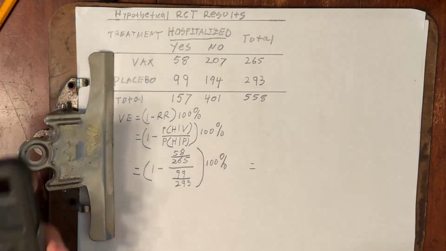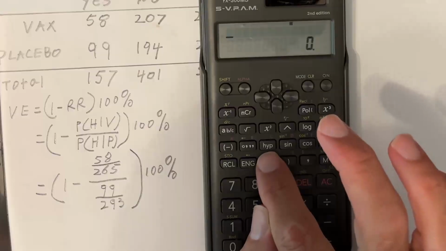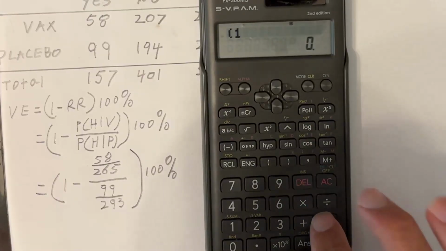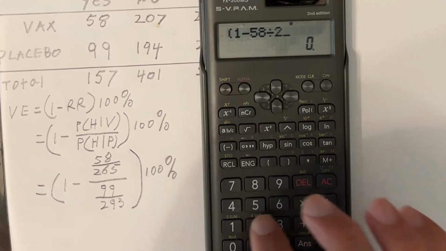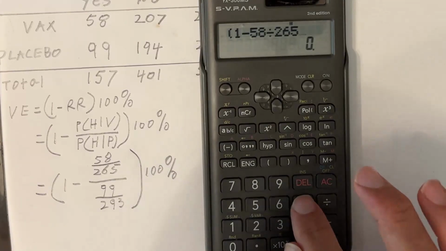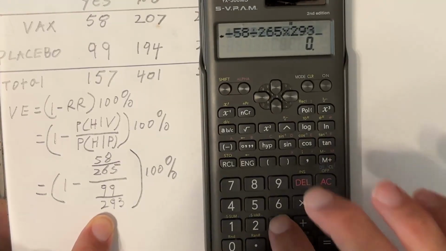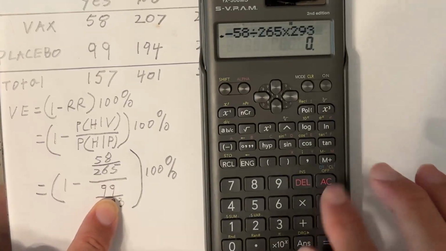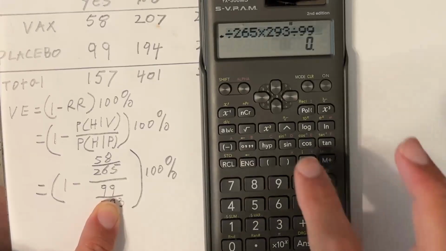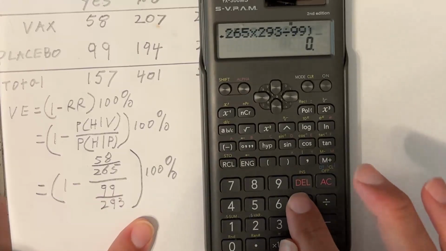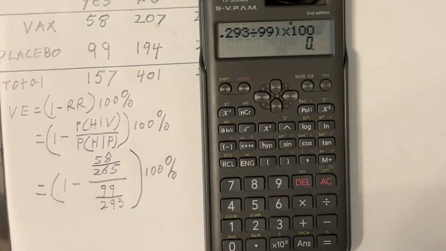Now, let's put this into the calculator step by step. We hit the parenthesis button, and then 1 minus 58 divided by 265. And now instead of dividing, we're going to multiply by 293 divided by 99. Then we're going to close the parentheses. We're going to hit the times button and then 100, but we are not going to hit the percent key.